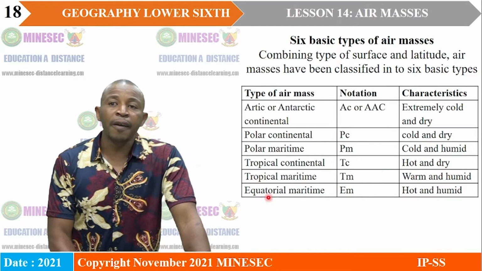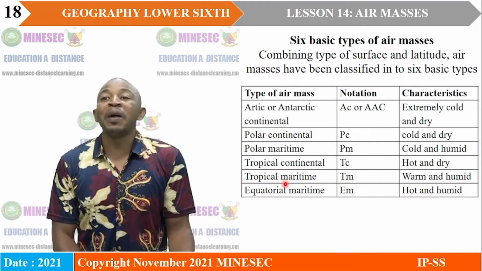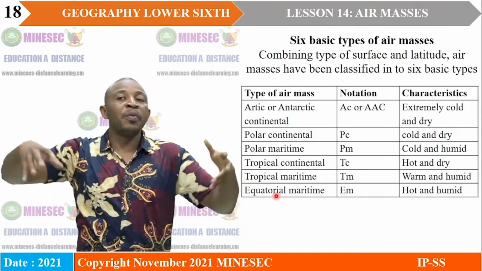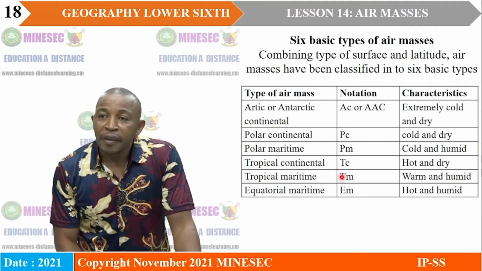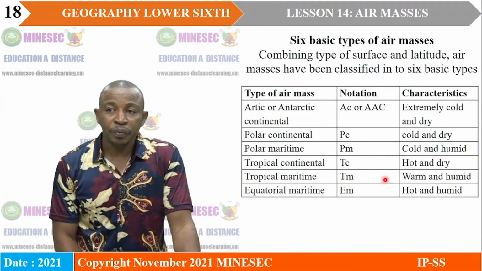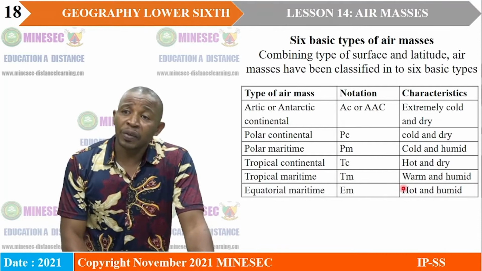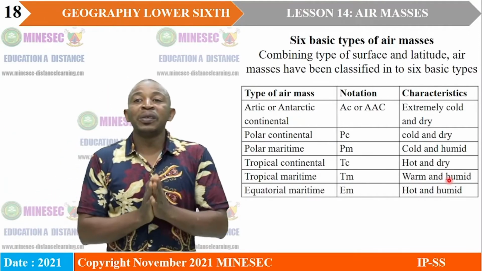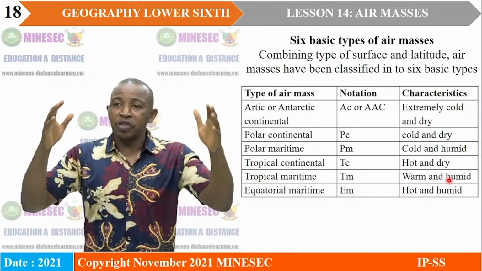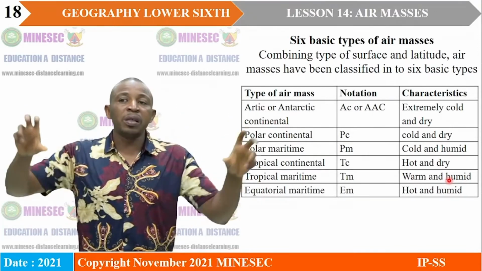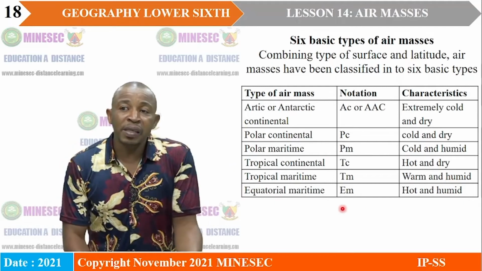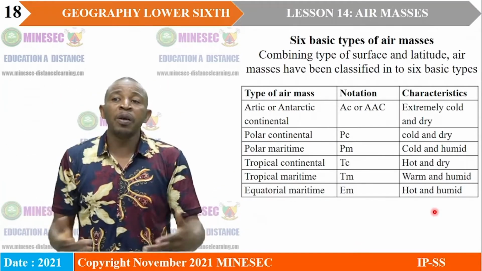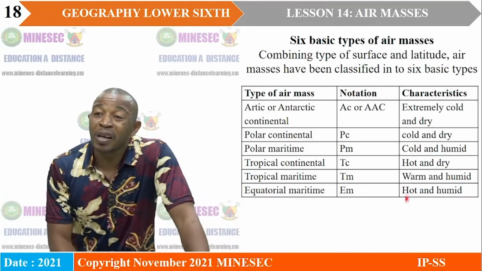Then next, we have the tropical maritime, also meaning that they originate from the sea, over the ocean, but within the tropical region. So denoted as TM, sometimes MT, as explained already. What are the characteristics? Warm and humid. Warm, of course, because they develop around the tropical regions. Temperatures around the tropical region are always very high, so winds that develop from this area are always warm. And since they are warm, as they are blowing, they instantly tend to absorb water from the ocean and become so humid, meaning that they contain a lot of water vapor.